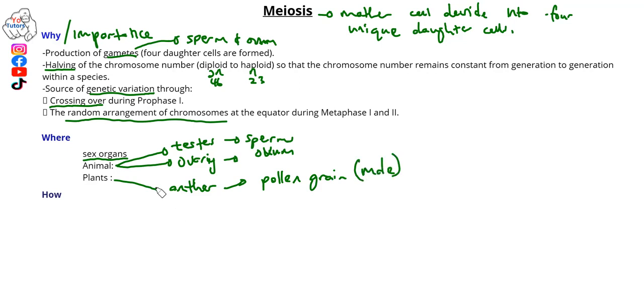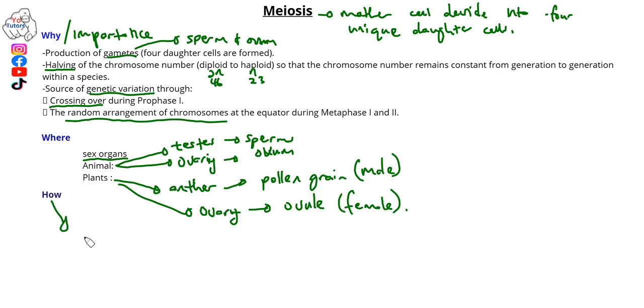Then in plants again, we'll see that it also takes place in the ovary. What does it produce? The ovule. Here is the ovum, here is the ovule, and this is the female. Okay, so that's what. Then how does it take place?